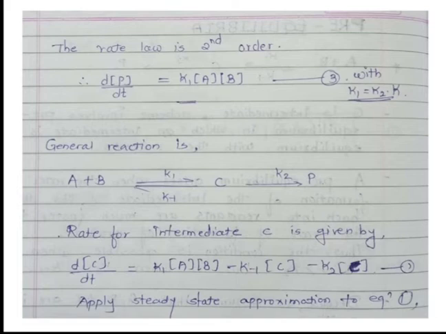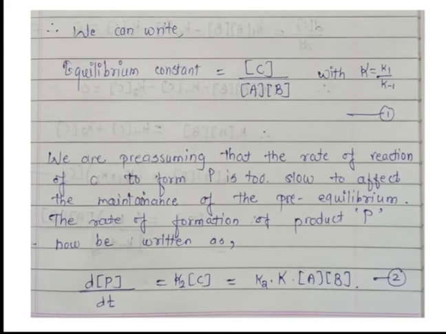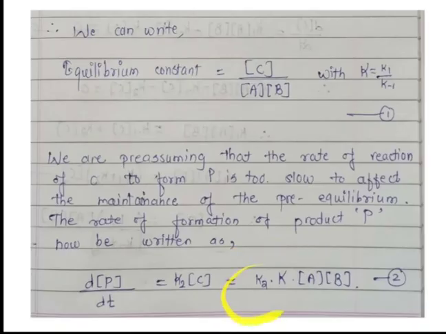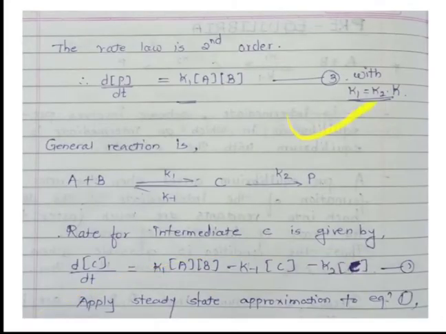Therefore, dP/dt is equal to K1 into concentration of A into concentration of B, and here K1 represents K2 into K. So instead of K2 into K we can write K1. Now I will explain how equation number 2 and equation number 3 came.